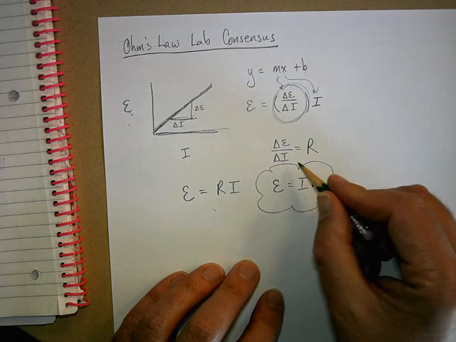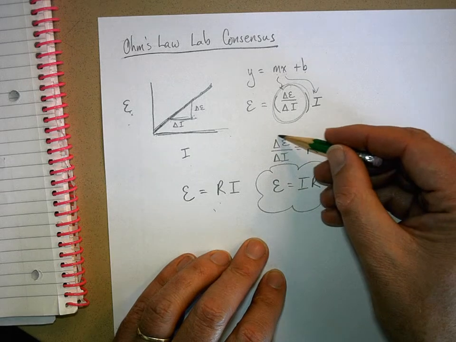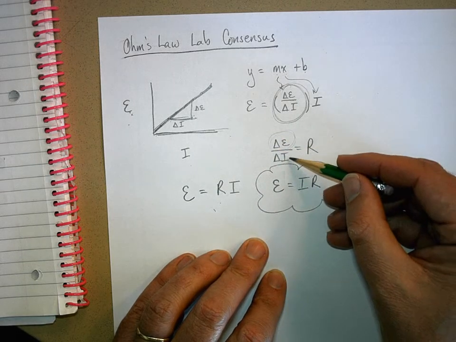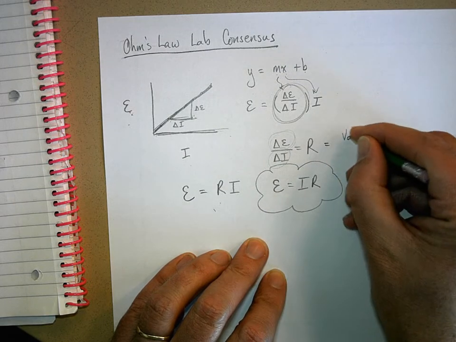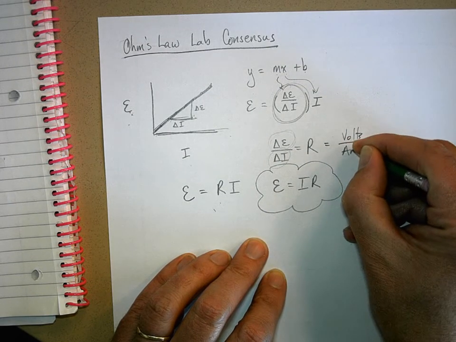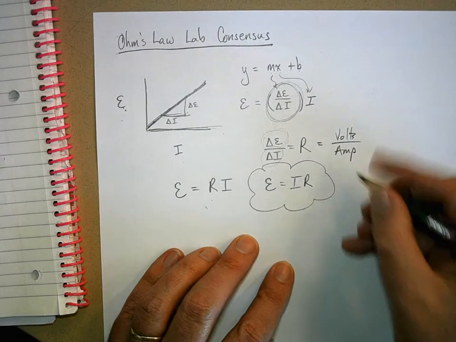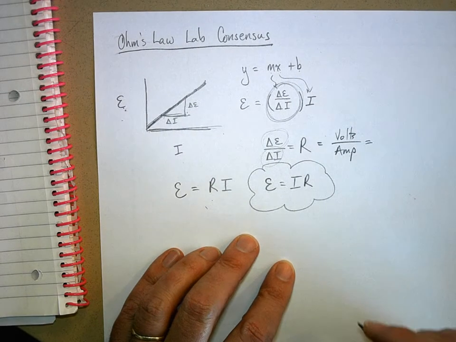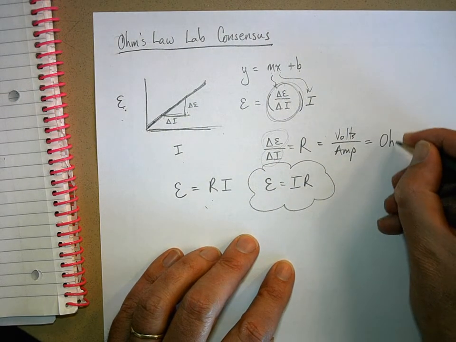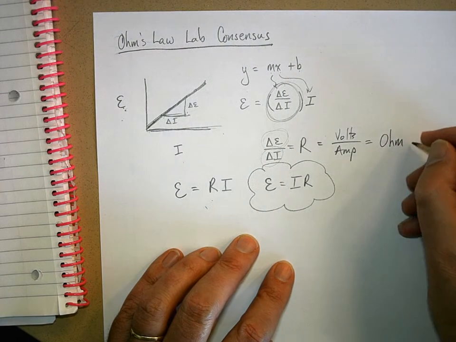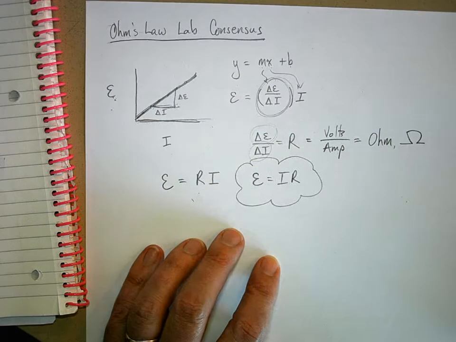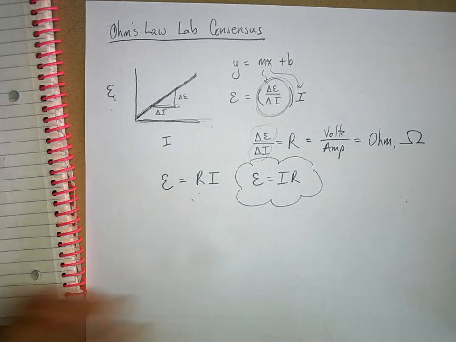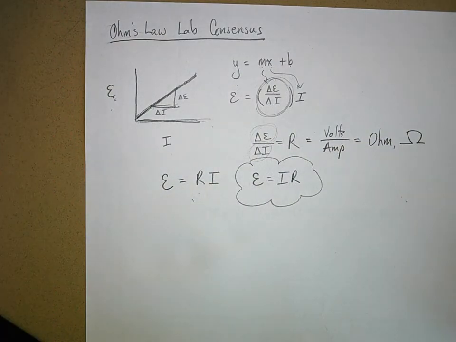And remember that resistance is the rate at which you change voltage as you change the current, and that's going to be in volts per amp. And what do we call a volt per amp? It's an ohm. That's how we measure resistance. And instead of an O, we make a little horseshoe-shaped omega. Okay, so this is Ohm's law.